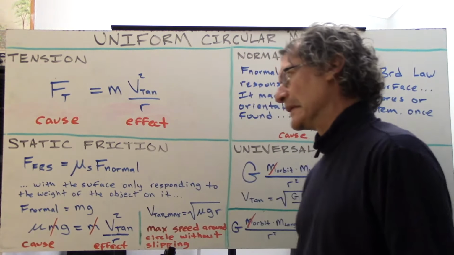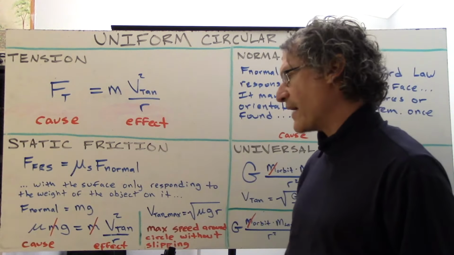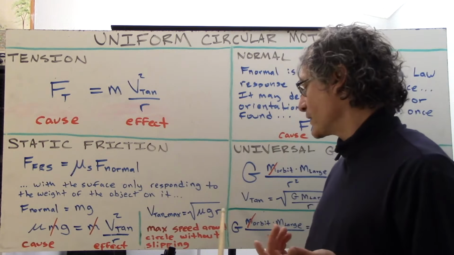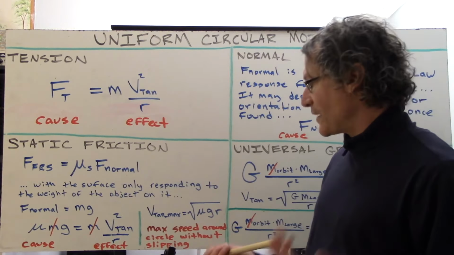Let's take a look at the maximum velocity that you can have. I solved this for v tangent. It's the square root of mu static times the acceleration of gravity times the radius. So that's the max speed around the circle without it slipping. And so the higher the mu, the higher the velocity. The higher gravity is, the higher the velocity can be, and the higher the radius. So if you have a big turn versus a tiny turn with a small radius, you can go faster without slipping. So that's what this says.